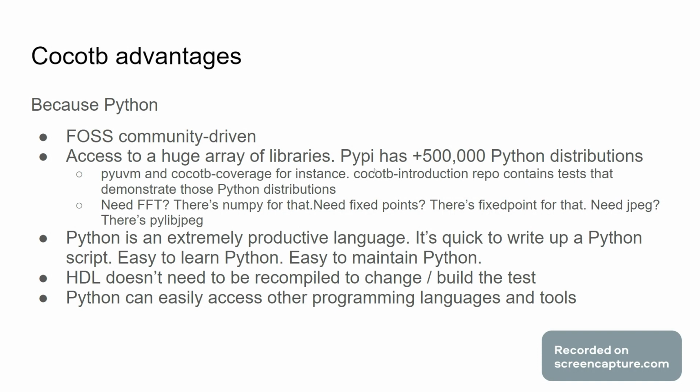Like I said before, with HDL languages, you either have to write something custom or rely heavily on whatever libraries the vendors can provide. But with Python, you have access to so much more than just that. And because of the nature of how cocotb works, it doesn't prevent you from using other tools in HDL. Python is an extremely productive language. Again, some of this is opinionated, but when it comes to writing simulations, it's much faster to write a Python script compared to doing everything in HDL.